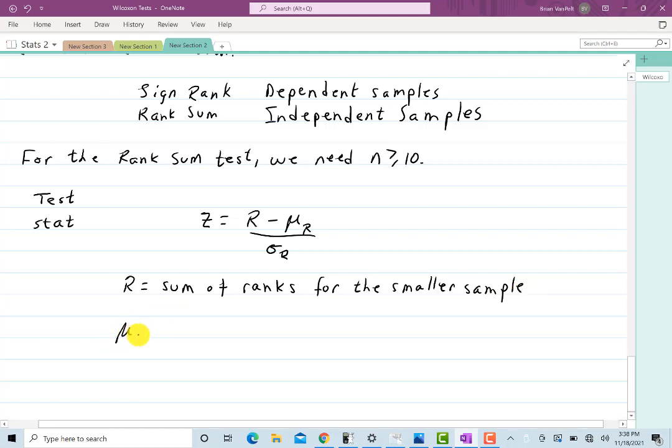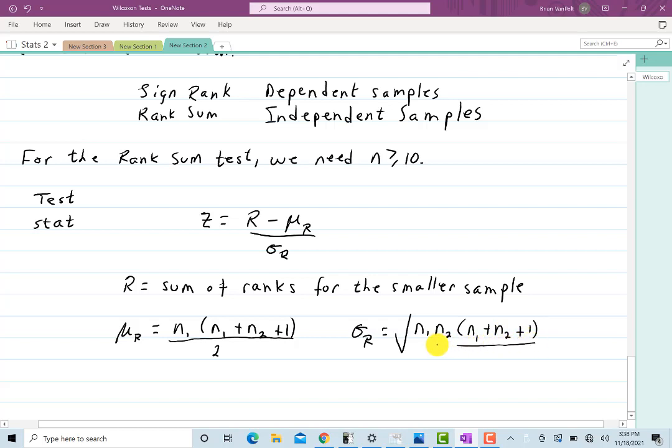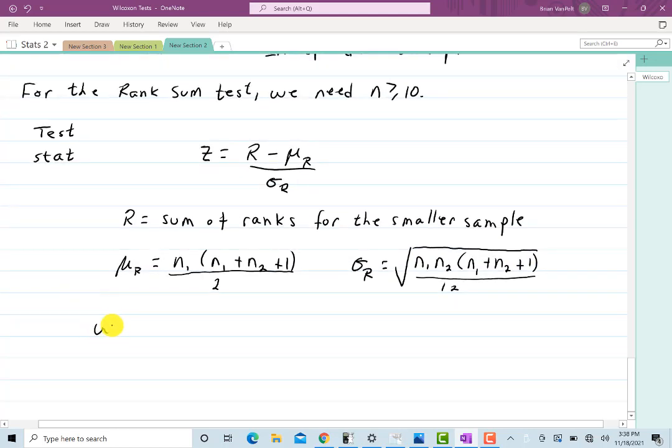And then mu sub R looks like n1 times n1 plus n2 plus 1, all of that divided by 2. And then sigma sub R is the square root of n1 times n2 times n1 plus n2 plus 1, all of that divided by 12, and all of that is inside of the square root. We need n1 to be less than or equal to n2.